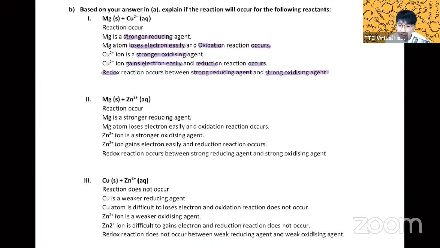Actually, if it's weak and strong, then reaction can still occur. Don't worry about that, because there will never be a case between weak and strong agent. If you selected weak and strong agent, something wrong with your selection. No need to think about reaction got occur, because you selected wrong stuff.